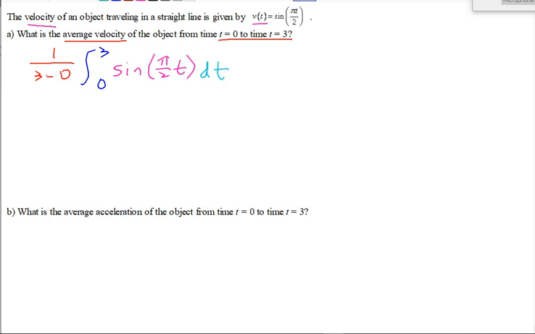So we've got 1/3 on the outside. And again, you can use the shortcut for u substitution. So the derivative of, which you'd say u equal to, this pi over 2 times t would just be pi over 2. So you end up dividing by pi over 2, which is the same as multiplying by the reciprocal, 2 over pi.